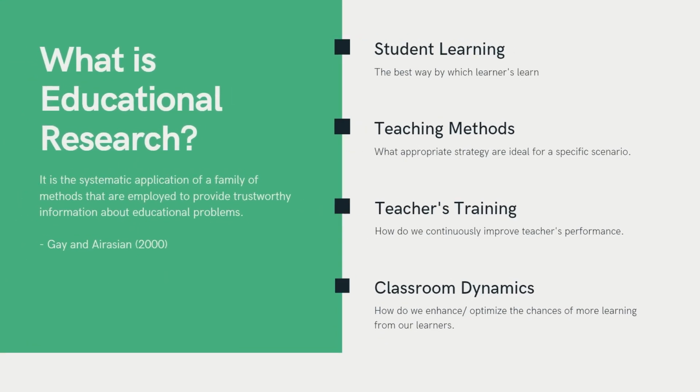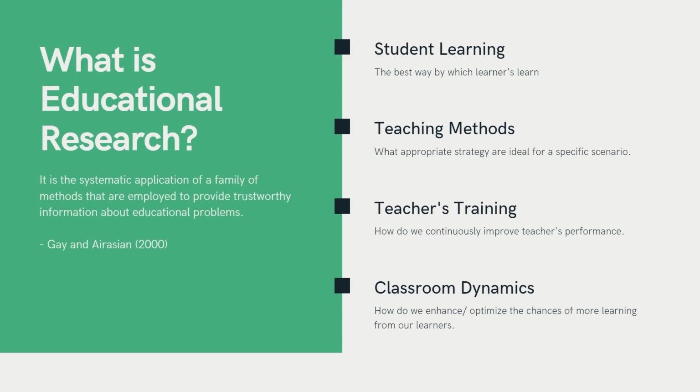Right. So we're going to start with what is educational research. As defined, educational research is a systematic application of a family of methods that are employed to provide trustworthy information about educational problems. This is actually from Gay and Airasian, 2000. Usually the topics that revolve around educational research are the following. We have student learning. What is the best way for a learner to learn? We ask that question and then we conduct studies about how to improve student learning.